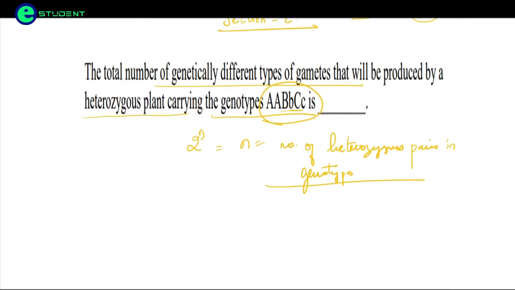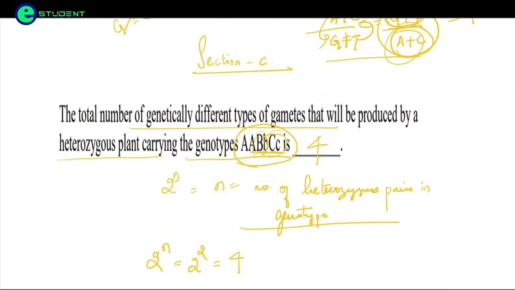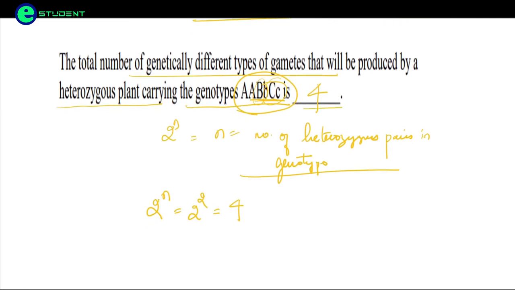So how many heterozygous pairs are we having here? Bb and Cc. So they are two heterozygous. So 2 to the power n, that is 2 to the power 2, that is going to be 4. So section C is the numerical type questions we are going to have. So 4 is the correct option.